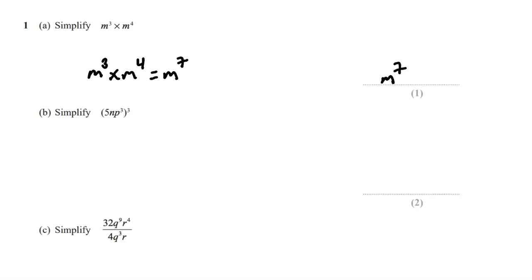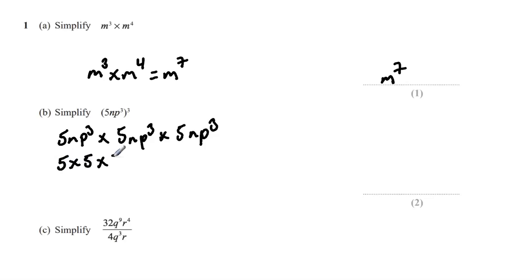1b. Simplify, open brackets, 5np cubed, close brackets, raised to the power of 3. I'm just going to rewrite this question as 5np cubed times 5np cubed times 5np cubed. Now I'm going to multiply the numbers and variables together. So I'm going to start off by multiplying all the 5s together. So we have 5 times 5 times 5, which gives me 125.